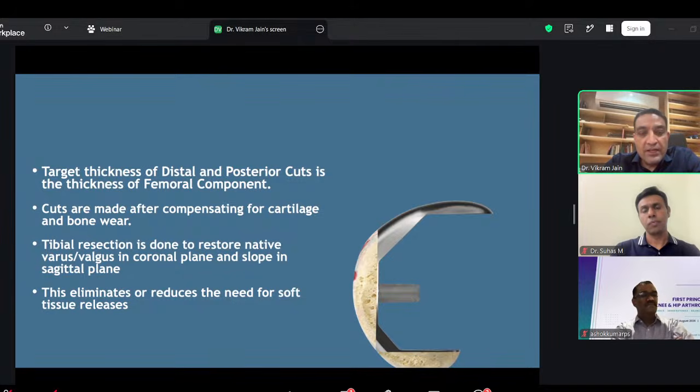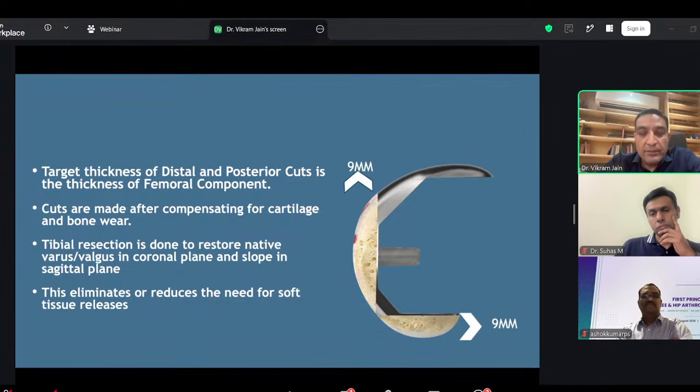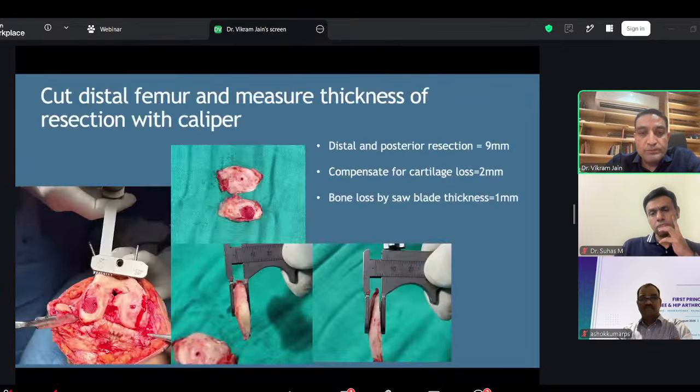Now, cuts are made after obviously compensating for the cartilage and the bone wear. And we'll see how you compensate for this cartilage wear. On the tibia side, the resection is done to restore the native varus valgus in the coronal plane and the slope in the sagittal plane. And this eliminates or reduces the need for any soft tissue releases. So 9 millimeter cut, this is what you want to remove.